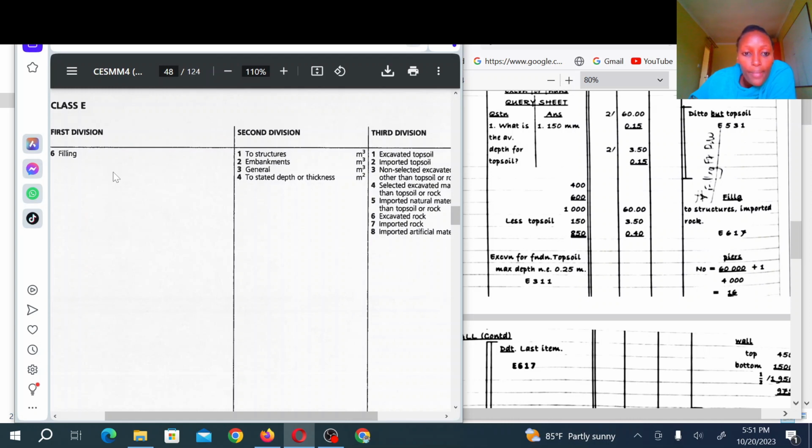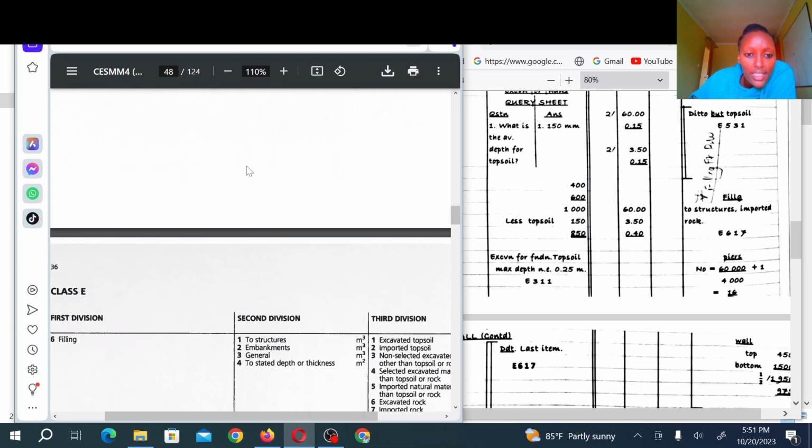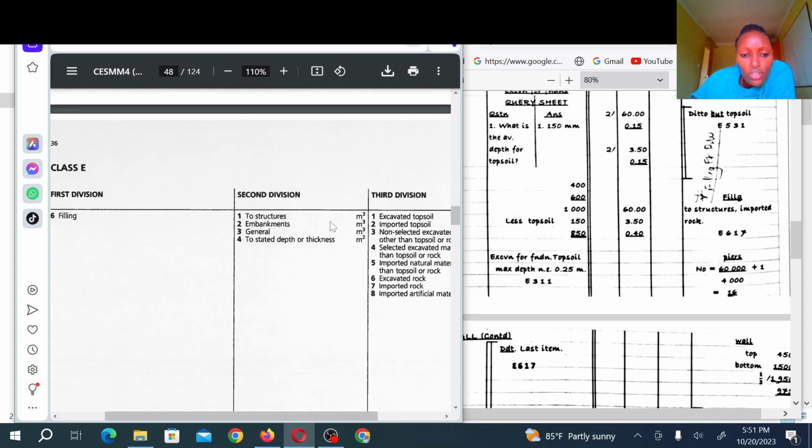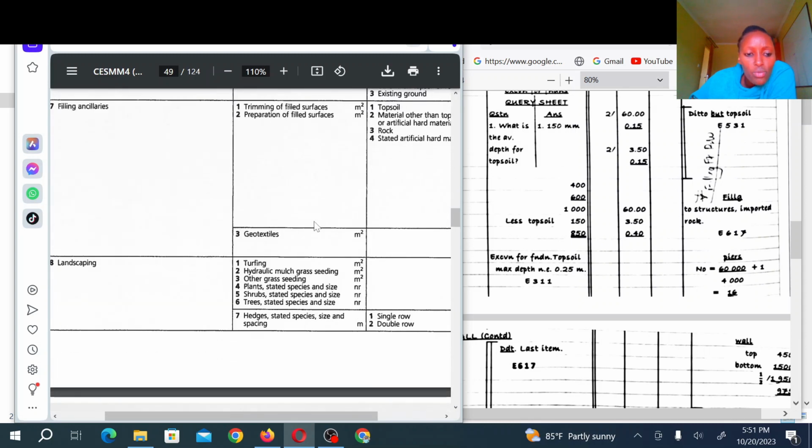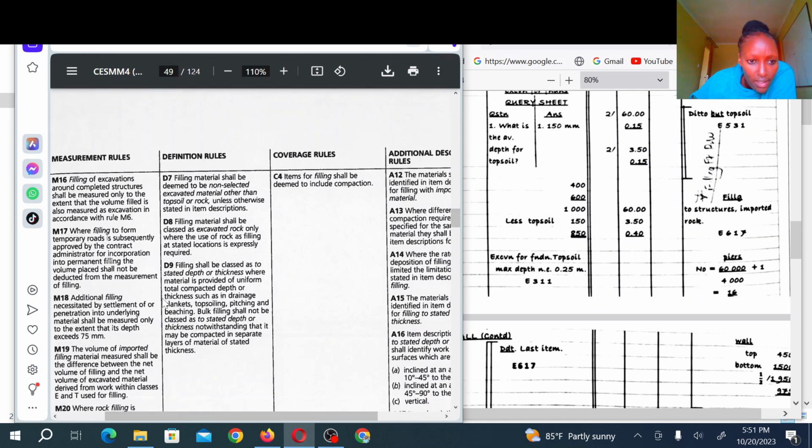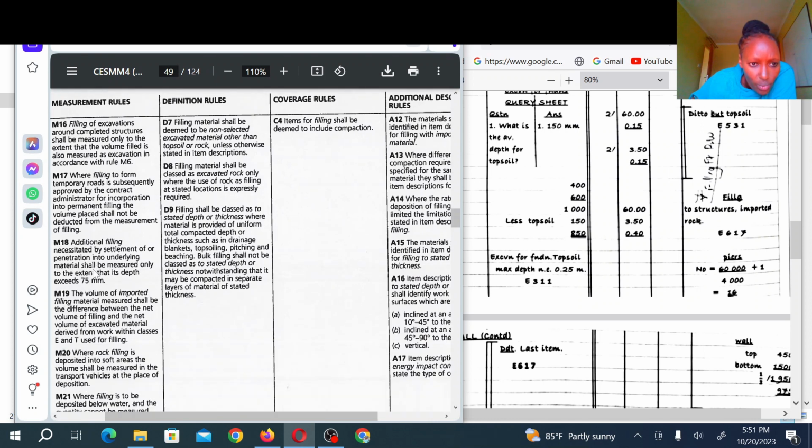When you are filling, if you want to understand anything, filling to structures, filling to embankments, you only need to come to the rules here. It is well explained where these fillings usually happen differently. We have filling of excavation around completed structures should be measured only to the extent that the volume filled is also measured as excavation in accordance to rule M6.